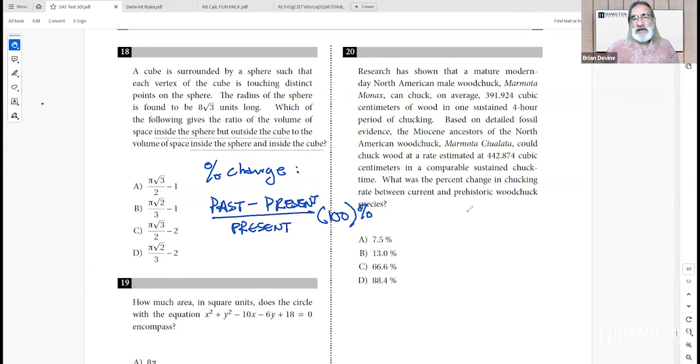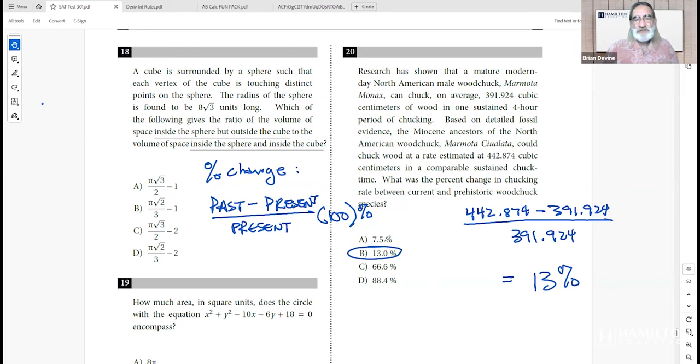So if I looked at that, I'm going to take the 442.874 minus 391.924 and divide that by 391.924. And if I put that in my calculator, I get a change of 13%. 13% change. So B is the correct answer.